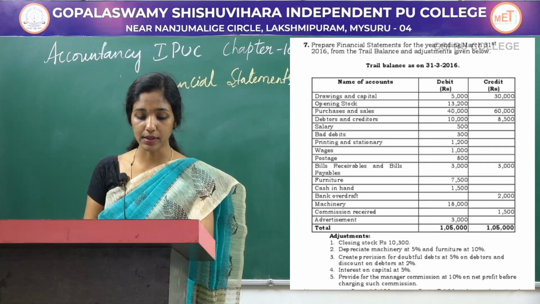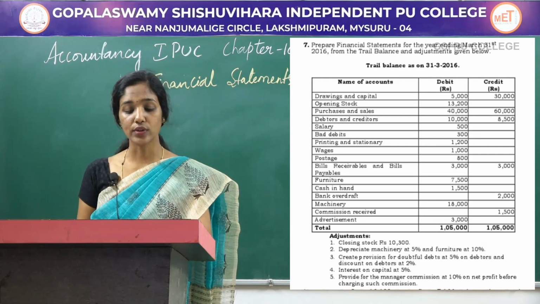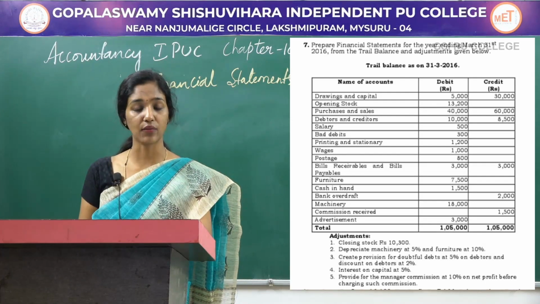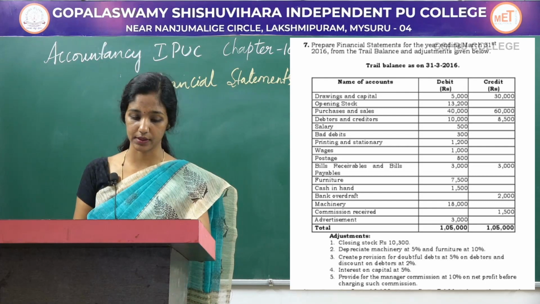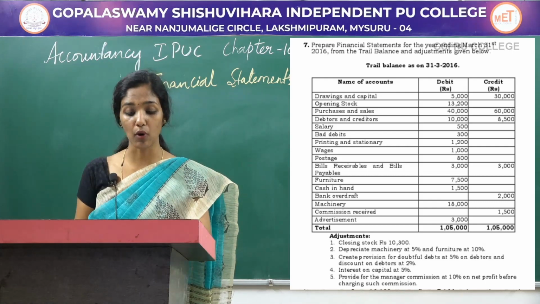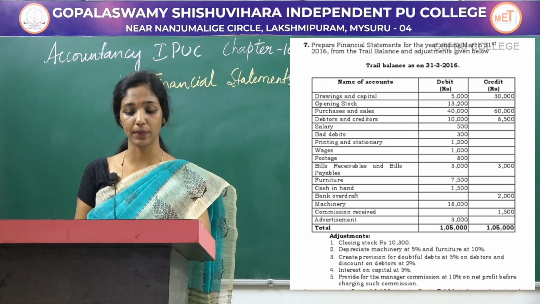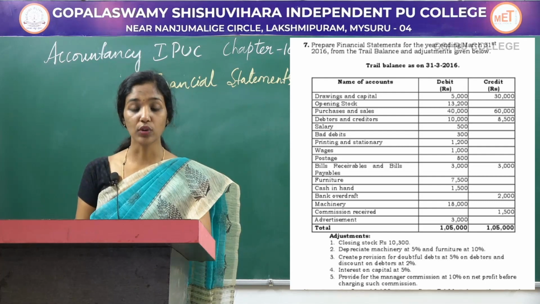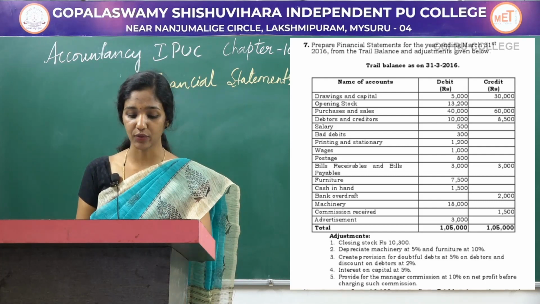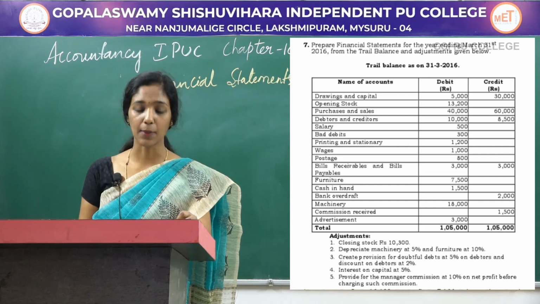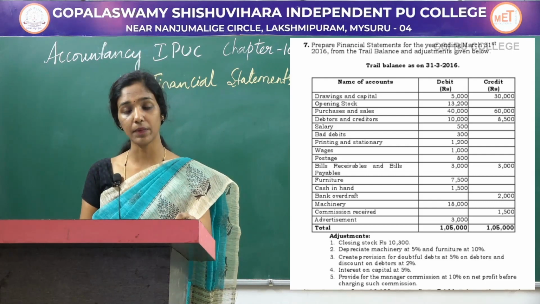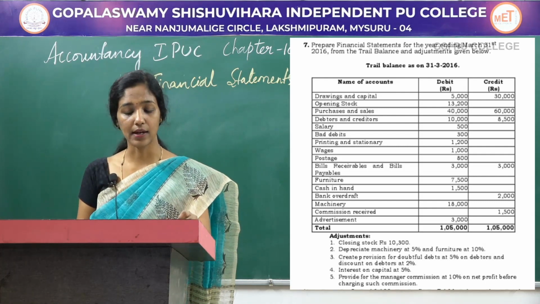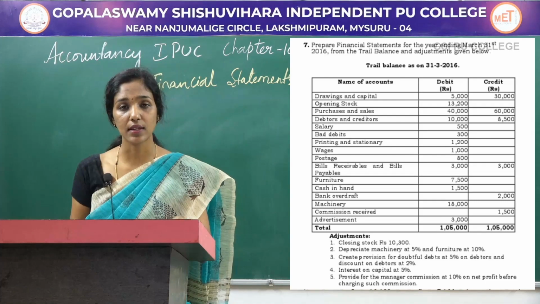Now let's see the adjustments. The first adjustment is closing stock, rupees 10,300. The second one is depreciation on machinery at 5% and furniture at 10%. The third adjustment is to create provision for doubtful debts at 5% on debtors and discount on debtors at 2%. The fourth adjustment is interest on capital at 5%. The last adjustment is to provide for the manager's commission at 10% on net profit before charging such commission. Please underline this statement, before charging such commission.